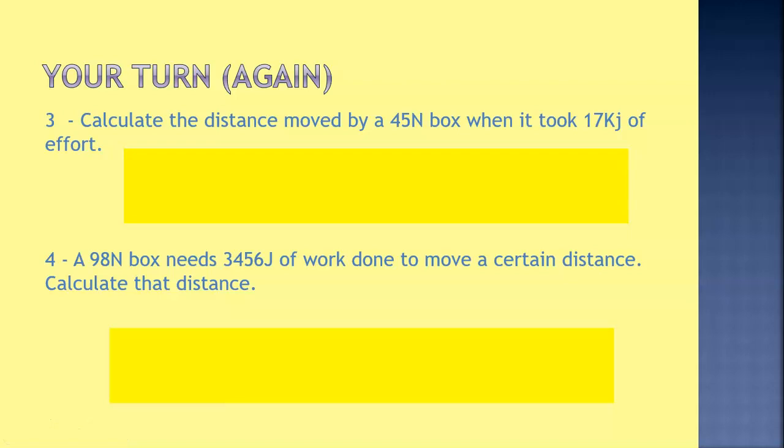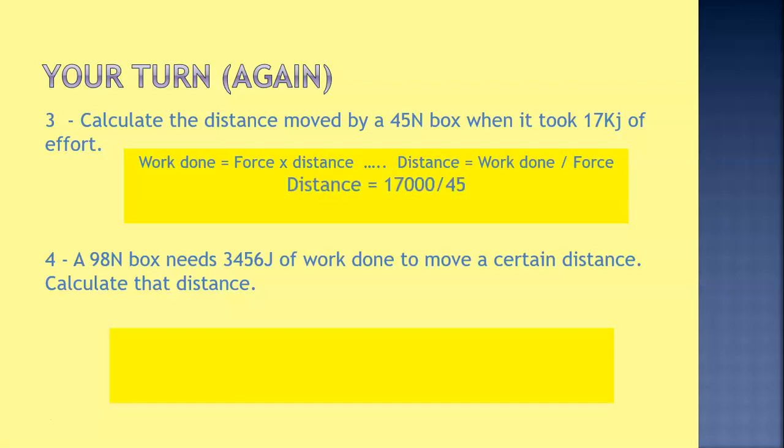Okay, then question 3. To calculate the distance, when we rearrange the equation, distance equals work done divided by force. But again, be careful with the question. It says 17 kilojoules. We need to convert that to joules. So our equation would be 17,000 divided by 45. Work done is 17,000. That comes out to a distance of 377.8 meters.